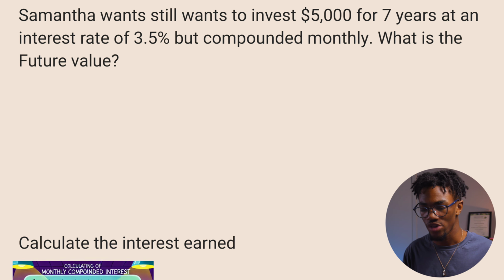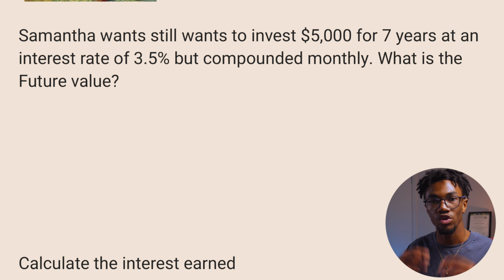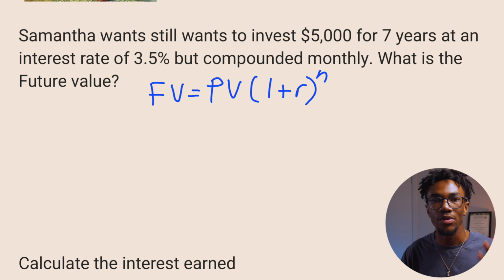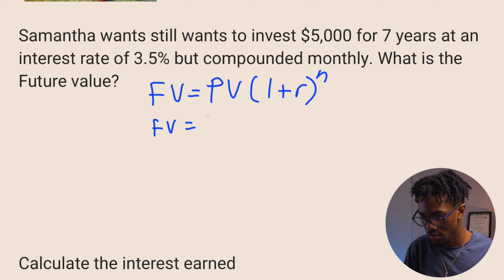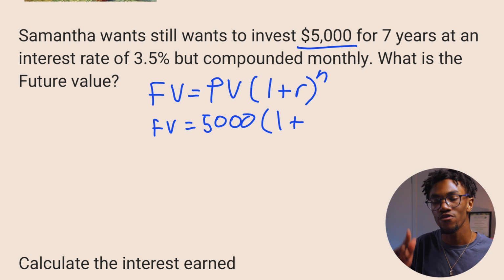Let's have a look at this next question. Samantha still wants to invest $5,000 for 7 years at an interest rate of 3.5%, but instead it's going to be compounded monthly. What is the future value? We do the same thing. Write the formula. And then the next step, we sub in the values. Same thing. 5,000, 1 plus. And here's the difference.